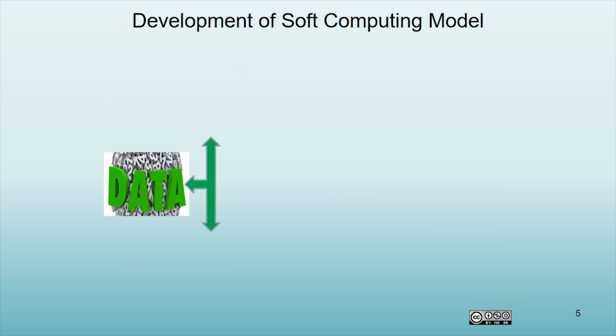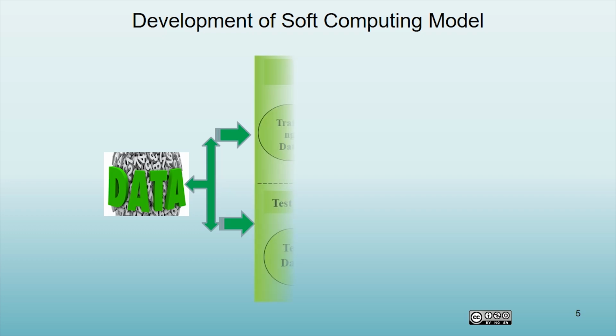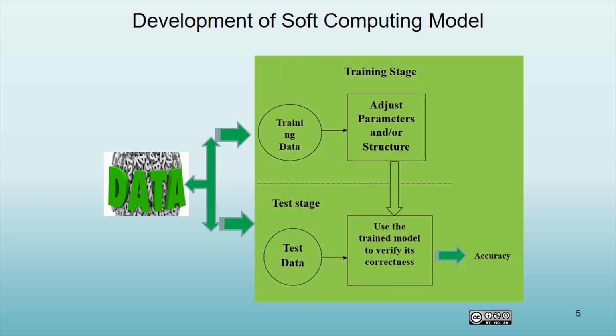The first step is to consider the data in two different stages. One is the training stage with some training data, and another is the testing stage with some testing data. During the training stage, the model is developed pertaining to the data that you have in hand for training. During this process, the parameters are adjusted and the structures are reframed.